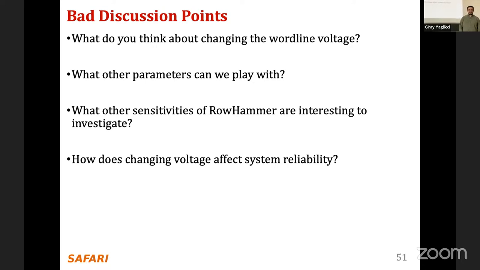How does changing voltage affect system reliability, which is already explained in the paper? And you can argue back saying that, oh, the paper only looks at the memory access latency and the refresh rate, but there can be some other effects of that as well. But you need to be a bit more specific about what could be those effects, right?